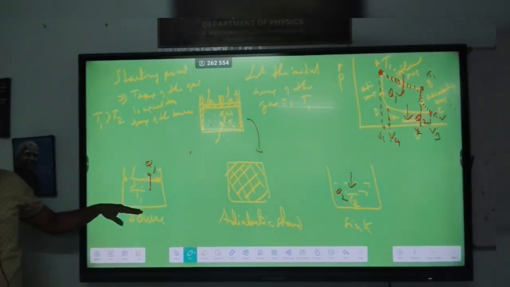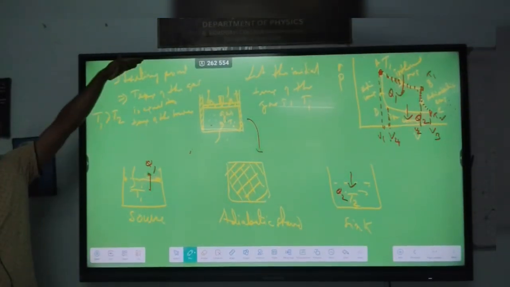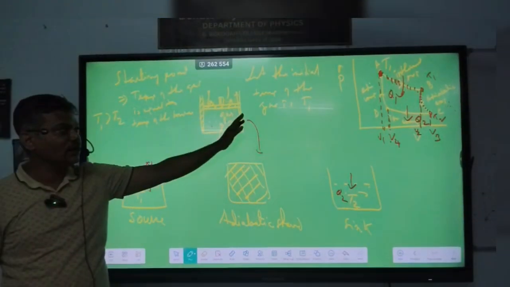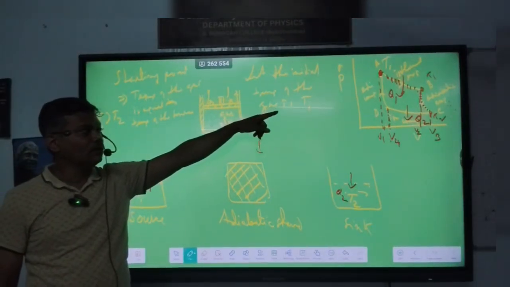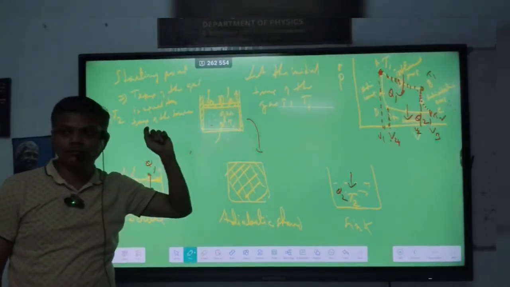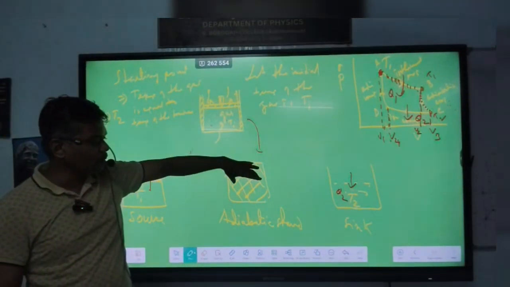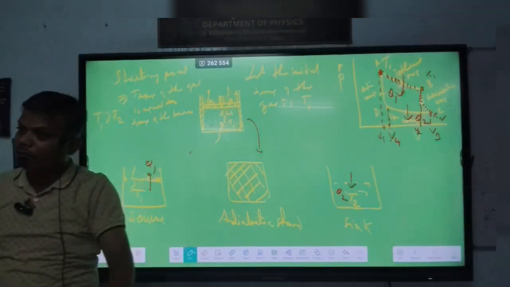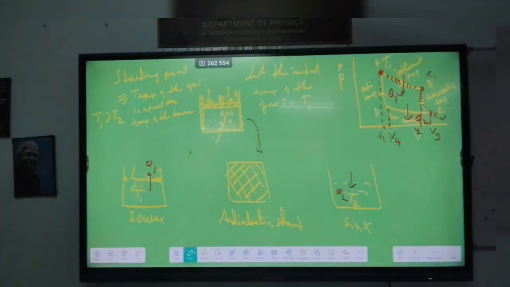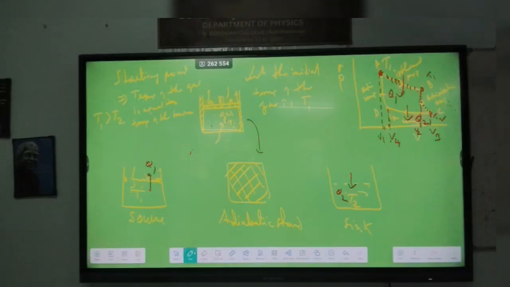then when the temperature of the gas becomes equal to the source, I will allow the gas to expand, and it will go to volume V2. After that I will put it over the adiabatic stand. Again I will allow it to expand. Now the temperature will change. I will allow the temperature to decrease up to the temperature of the sink.